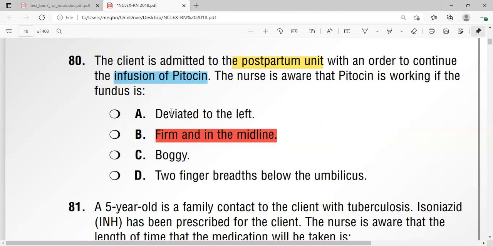It is not desirable to have a boggy uterus, so answer C is not the answer. This lack of muscle tone will increase the bleeding. Answer D is incorrect because Pitocin does not affect the position of the uterus.